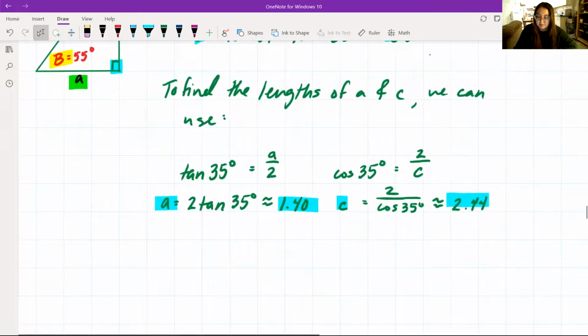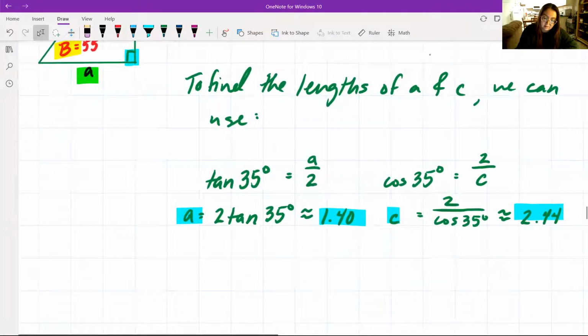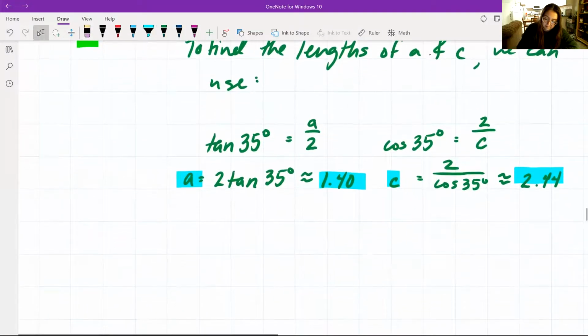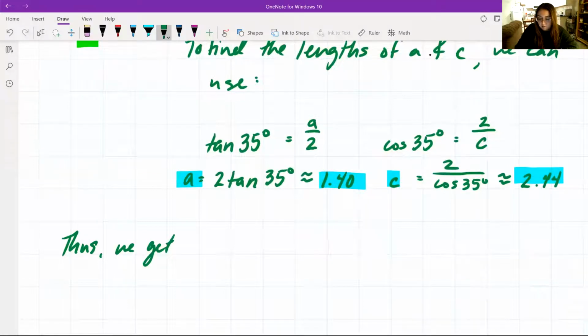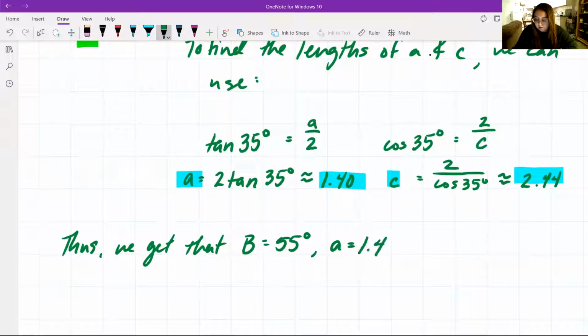So let's write just our final answer here. And say thus, we get that our angle B is 55 degrees, our length A is 1.40, whether to include the 0 or not, it's up to you. And the length C is equal to 2.44.